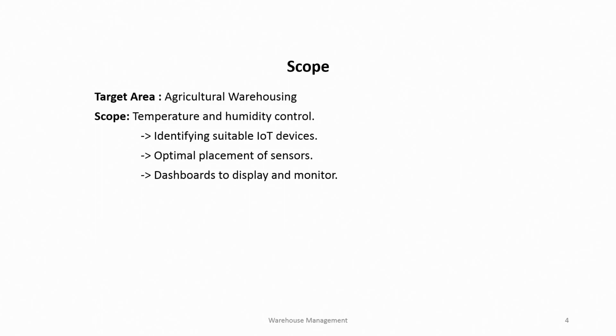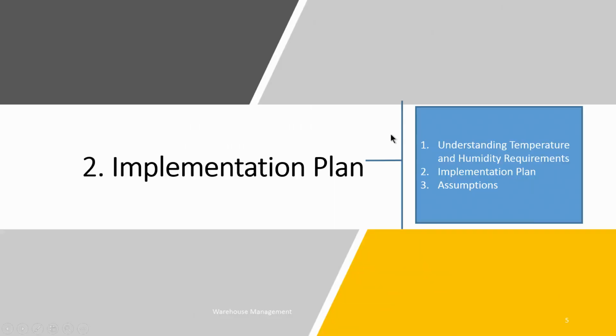They said that let us put the scope to agriculture warehousing, and temperature and humidity control are two important parameters for them. Identifying suitable IoT devices, optimal placement of these sensors and dashboard to display and monitor, including the personnel who is actually maintaining the warehouse, should get super information about what is the current state of these two sensed parameters, which is temperature and humidity control. And why are they important?